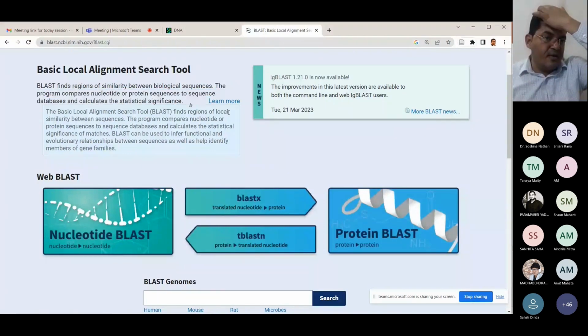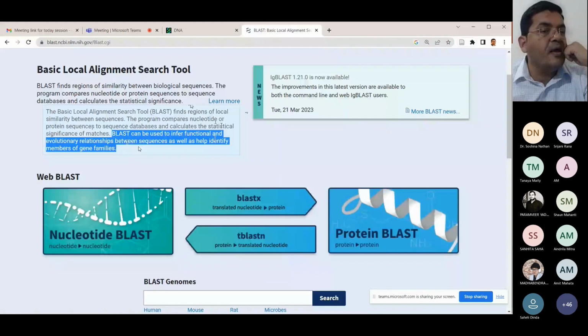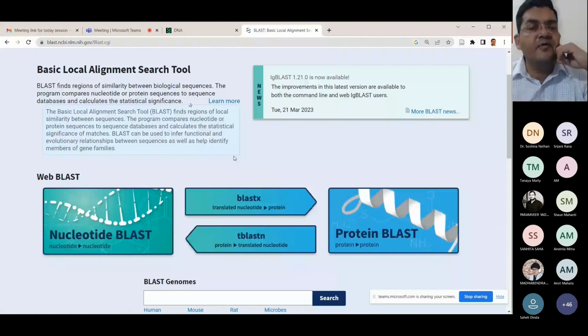So this is, again, the program that compares nucleotide and protein sequences and calculates the statistical significance of matches. BLAST can be used to infer functional and evolutionary relationships between sequences, as well as help identify members of gene families, right? This is the current version of BLAST here. We have several flavors of BLAST.